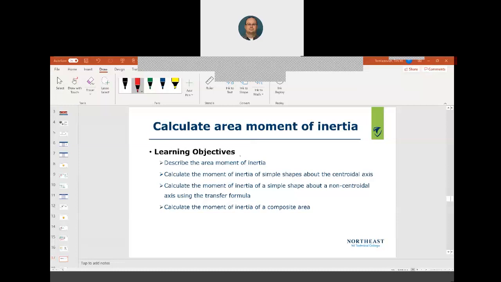Calculate the moment of inertia of simple shapes about the centroidal axis. Again, calculate the moment of inertia of simple shapes about the centroidal axis. See that? This is why I had to tell you how to find centroidal axes, because you need them to find the moment of inertia. Calculate the moment of inertia of a simple shape about a non-centroidal axis using the transfer formula, and then calculate the moment of inertia of a composite area. Okay, so this is what we're going to learn in this area moment of inertia.